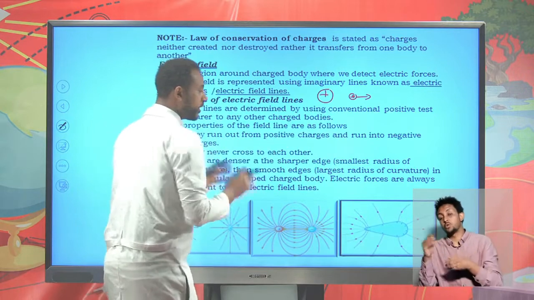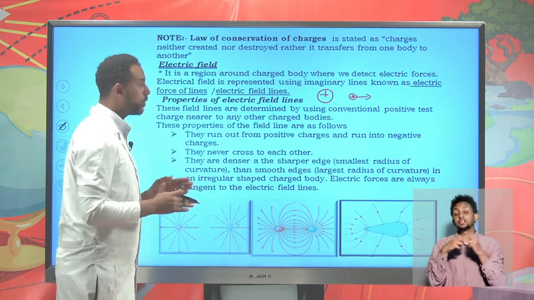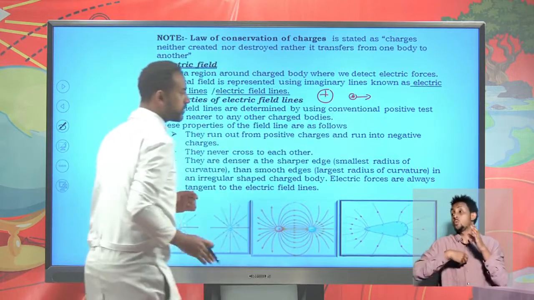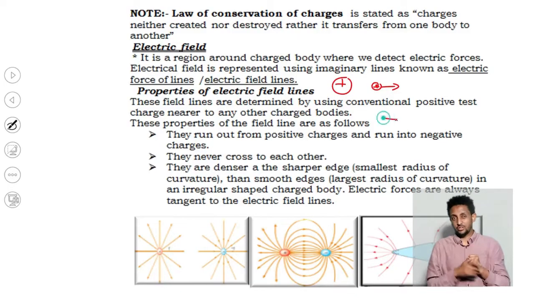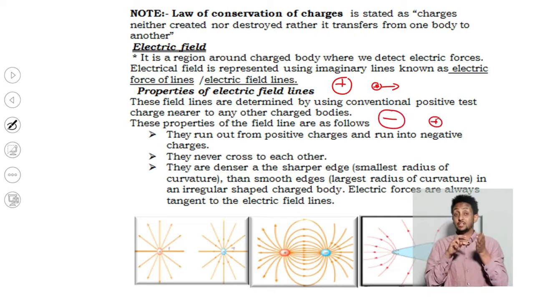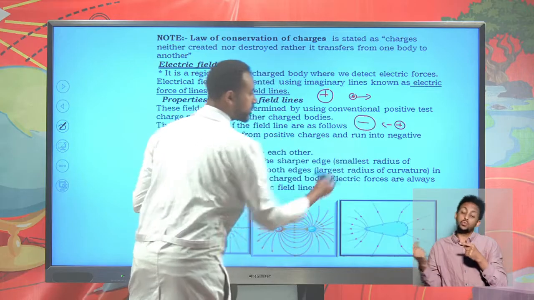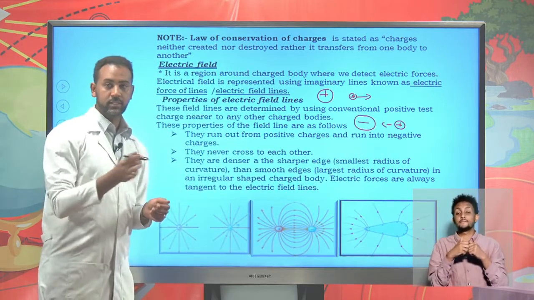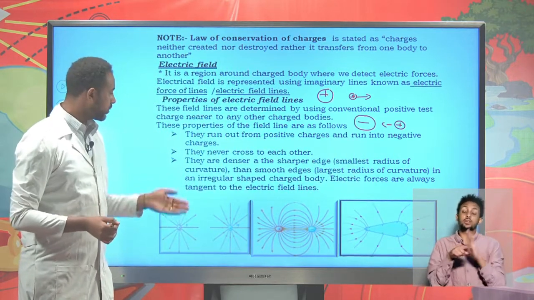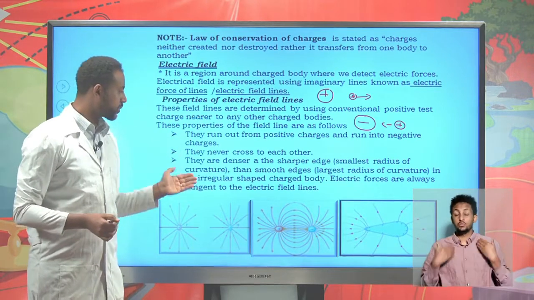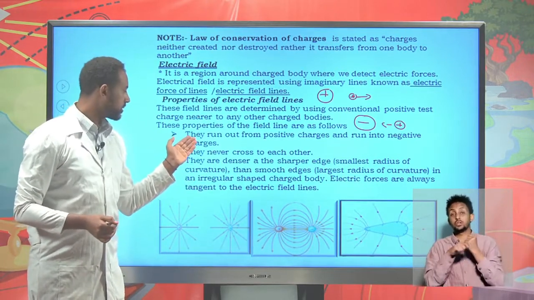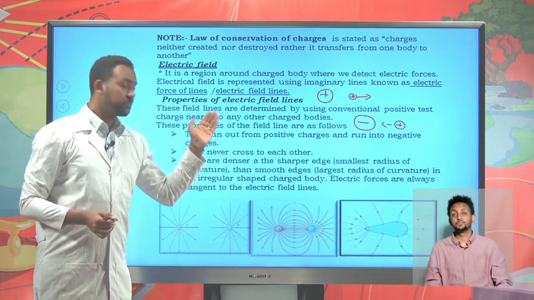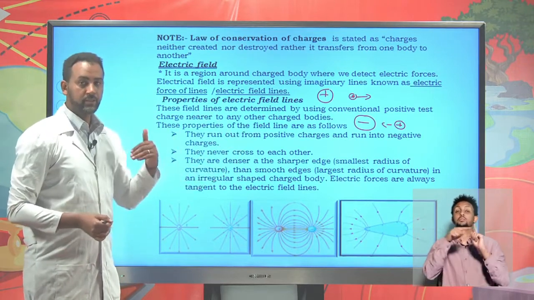So you have to draw the electric field lines always away from a positive charge. And if you have a negative main charge and you bring the test charge here, the negative charge will attract it. So the direction shows that you have to draw the electric field lines towards the negatively charged body. Among the properties of field lines, this is what it says: they run out from positive and run into negative.